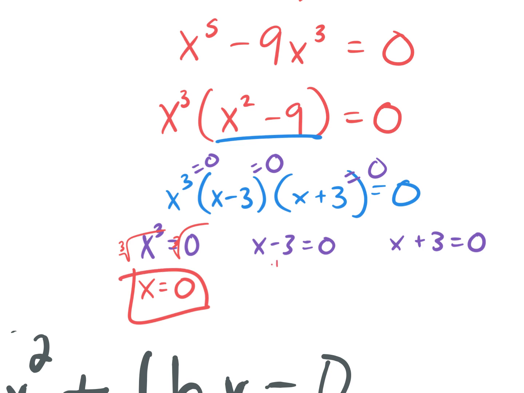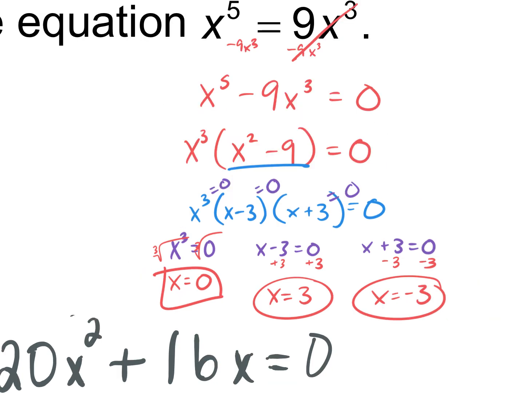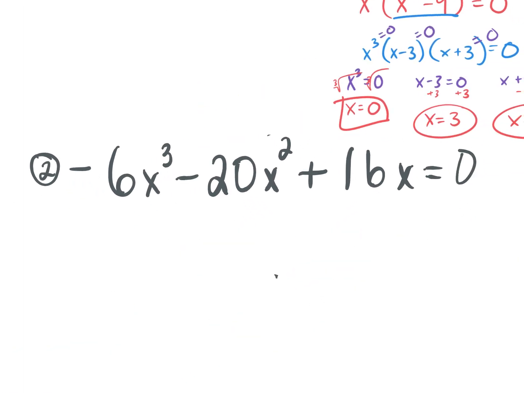For the second one, we can add 3 to both sides. So x is equal to 3. And the third one, we'd subtract 3 on both sides. So x is equal to negative 3. So those are 3 solutions. Let's look at the next one.